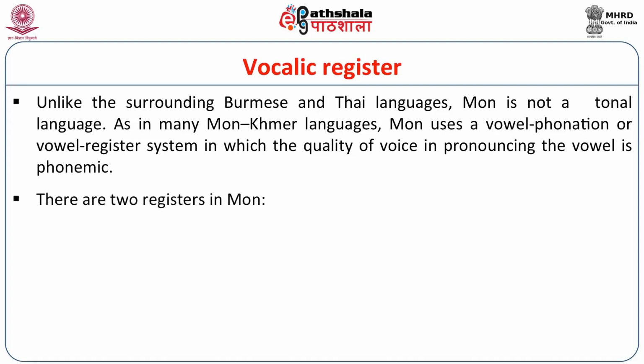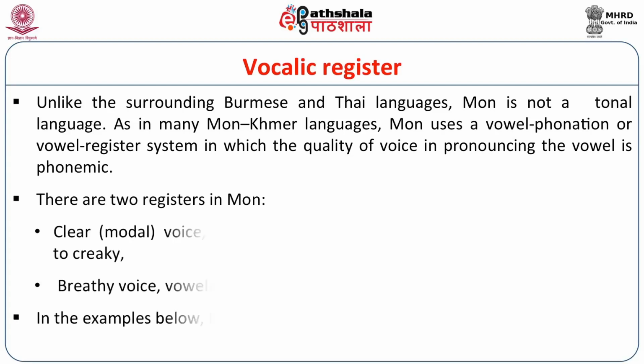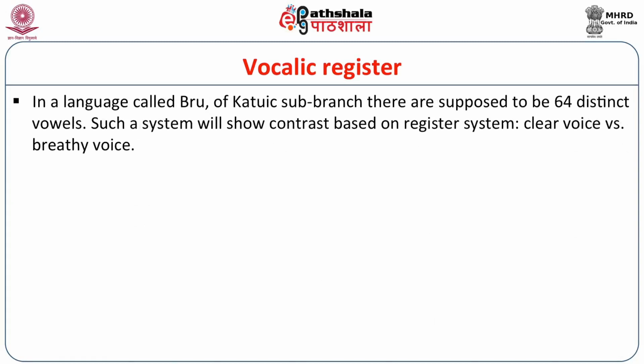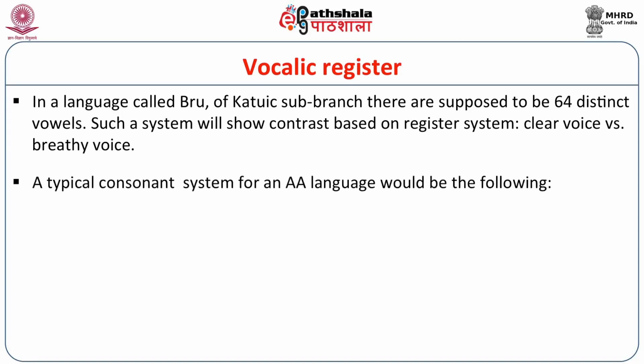There are two registers used in Mon. One is called clear voice, the other is called creaky voice, or they are also called breathy voice. In a language called Bru of the Katuic sub-branch, there are supposed to be 64 distinct vowels, as stated above. That is unusual. However, a typical consonant system for an Austroasiatic language would be the following.